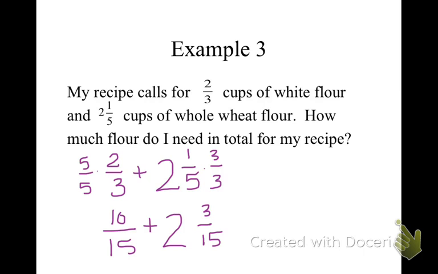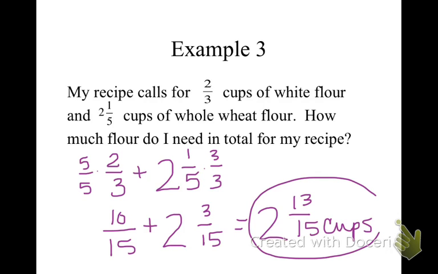And when you're adding with mixed numbers, and we'll work on this a little bit more tomorrow, you can group together the whole numbers and then group together the fractions. So there is no whole number with the first fraction, so my answer will just be 2, and then I'll add together the 10 and the 3 to get 13 over 15 cups of flour. And I cannot reduce because there's no common factors between 13 and 15.